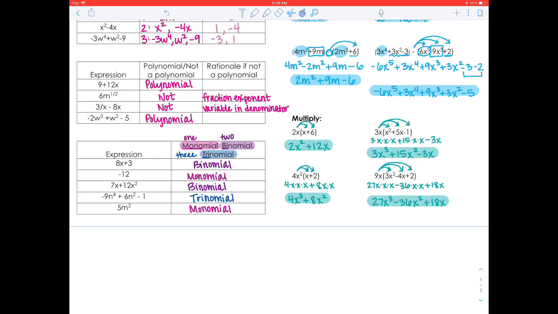Okay, and so that is how you add, subtract, and multiply polynomials.